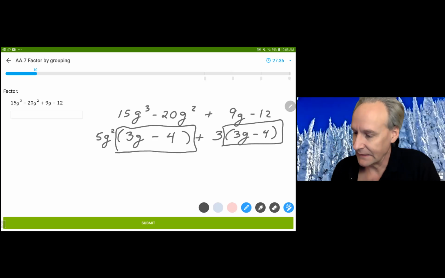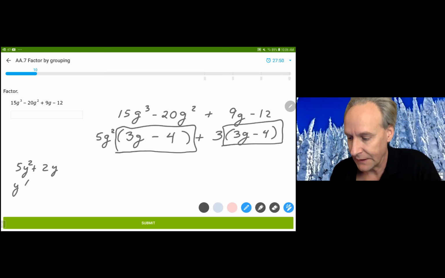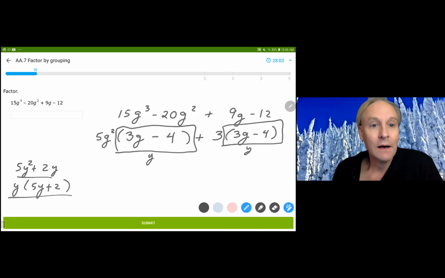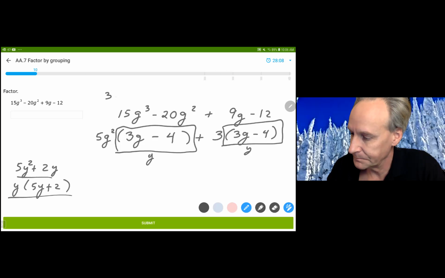It's almost like this. If you had 5y squared plus 2y, you would take the y out, and you would have y times 5y plus 2. This is just like this one that I'm doing here, except that instead of y, I'm taking out 3g minus 4. Hopefully it's clear what's happening. I'm just taking the 3g minus 4 out.